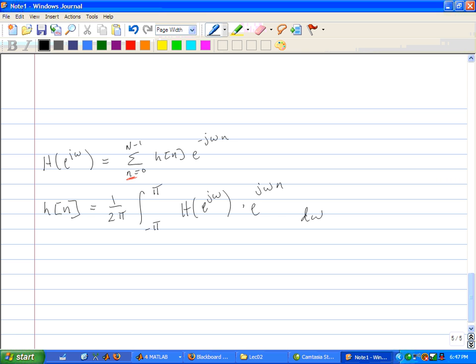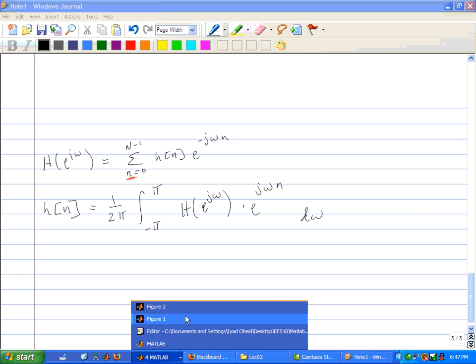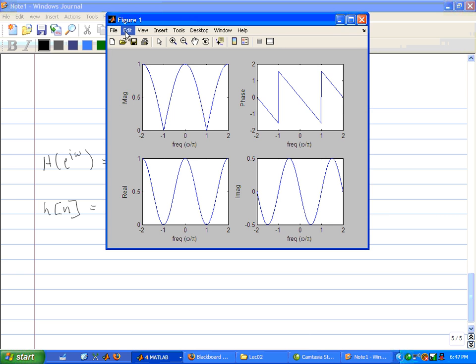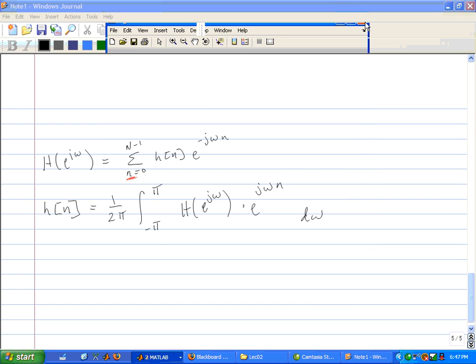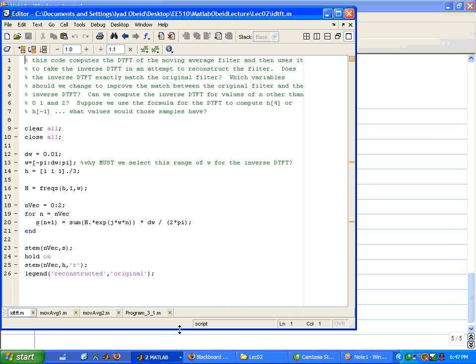I thought it would be instructive to see how that would work. So let's take a look at the code and see if we can actually get the reverse to work. So let me just close all my plots. Just trying to neaten up a bit. All right, here's my moving average filter. Okay, so it's 1, 1, 1 divided by 3. And I'm going to define it over this range of omega, from minus pi to pi, spaced out by the value of d omega that I picked more or less arbitrarily.